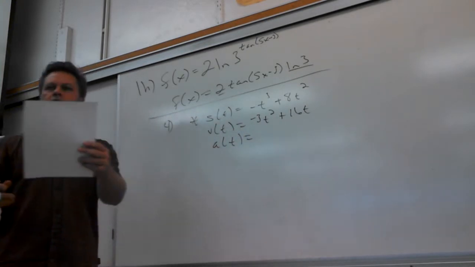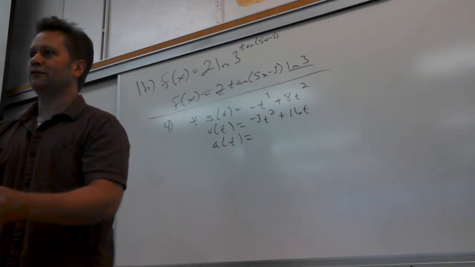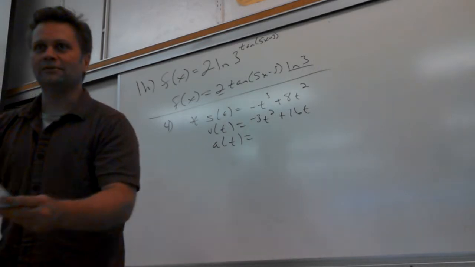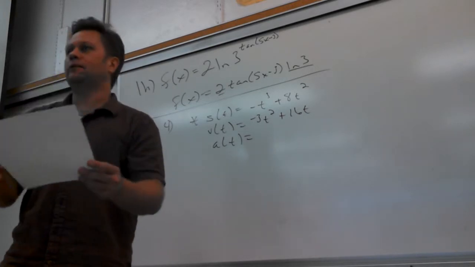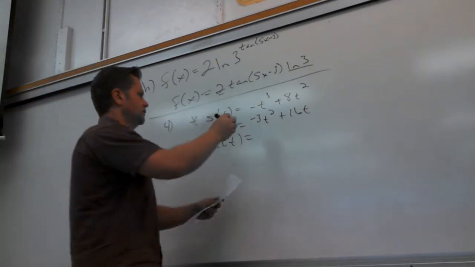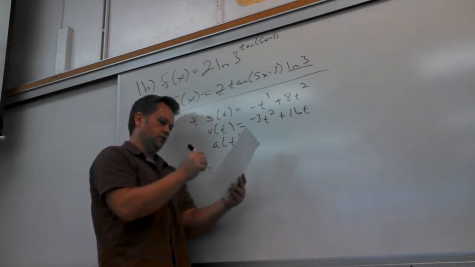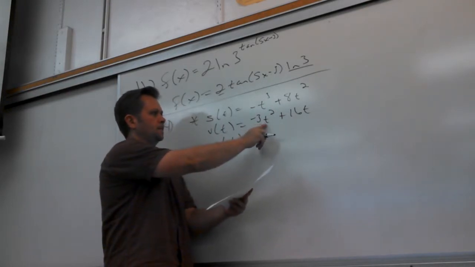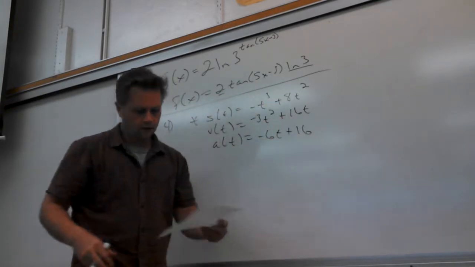I actually try to make it so that nobody is dying from the G-force. One time I had a problem where there were people escaping, and basically they died because of the G-force, and somebody pointed out, good, extra credit for you, for noticing I killed people. Negative 6t plus 6. That's easy.